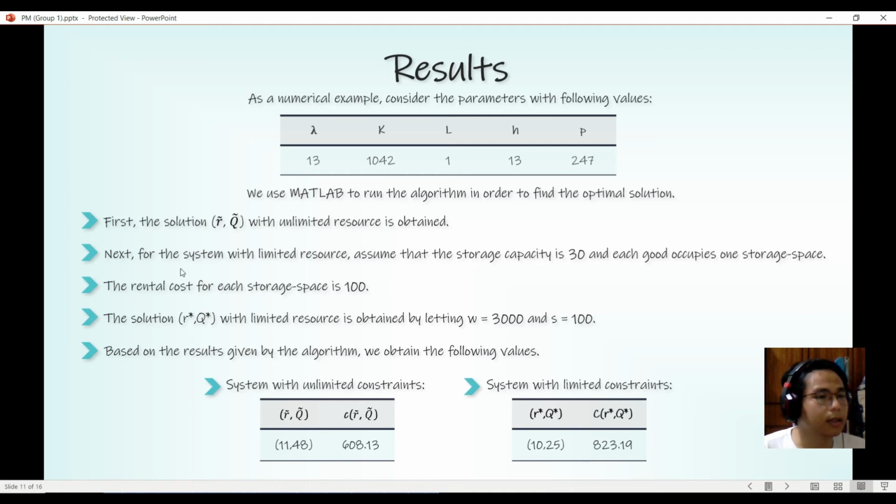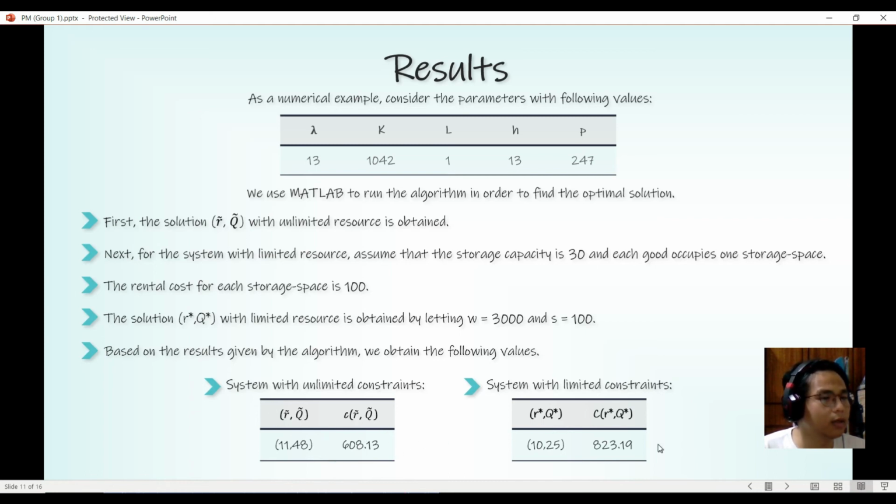Next, for the system with limited resource, assume that the storage capacity is 30 and each good occupies one storage space. The rental cost for each storage space is 100. Then we have additional parameters W equal to 3000 and S equal to 100. The solution R star, Q star with limited resource is obtained. By the algorithm, we can obtain the following optimal solution.